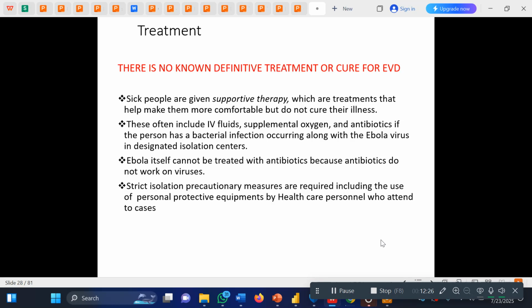Now, treatment. There is no known definitive treatment or cure for Ebola virus disease. However, sick people are given supportive therapy, which are treatments that help them become more comfortable but do not cure their illness. This often includes IV fluid, supplemental oxygen, and antibiotics if the person has a bacterial infection occurring alongside the Ebola virus, in designated isolation centers. Ebola virus itself cannot be treated with antibiotics because antibiotics do not work on viruses. Strict isolation precautionary measures are required, including the use of personal protective equipment by healthcare personnel who attend to cases.